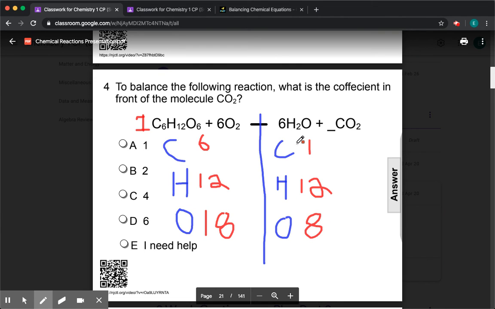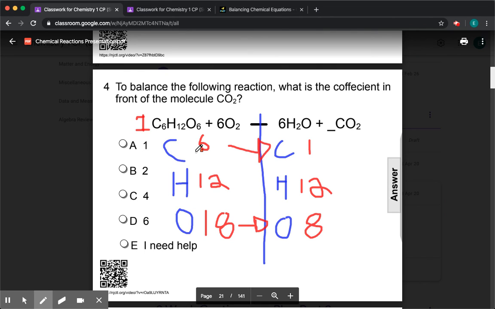So what are we lacking? We are missing carbons, and we are also missing oxygens. There are more carbons on the left than there are on the right, and there are more oxygen on the left than there are on the right. So we need more carbons and oxygens. And what gives that to us? CO2. That's why the problem is asking us to edit the coefficient in front of the CO2.